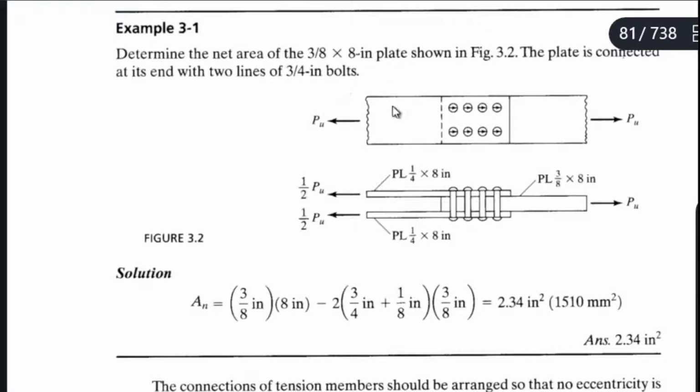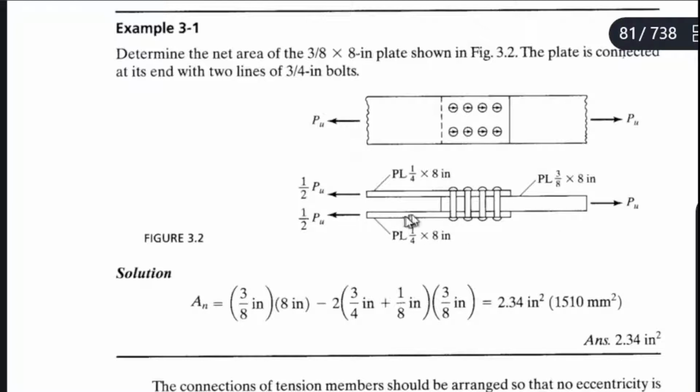Now, if you look at the side view, the P sub U here is actually represented in these two smaller or thinner plates. So 0.5 P sub U plus 0.5 P sub U, that is 1 P sub U. That is how it is being represented here. So it is still equilibrium.